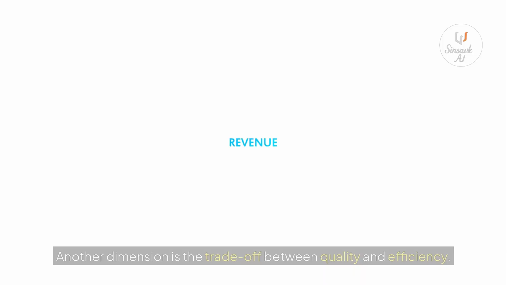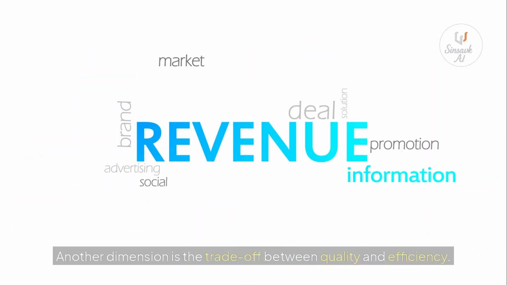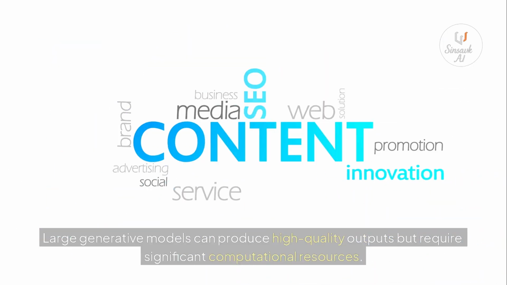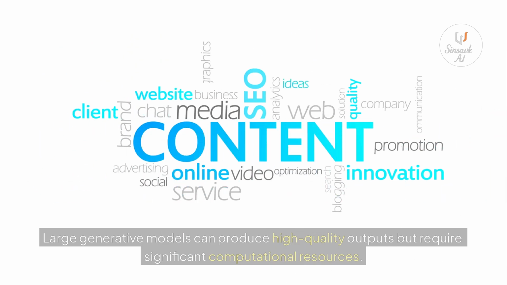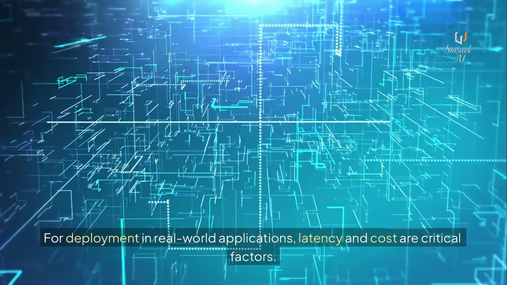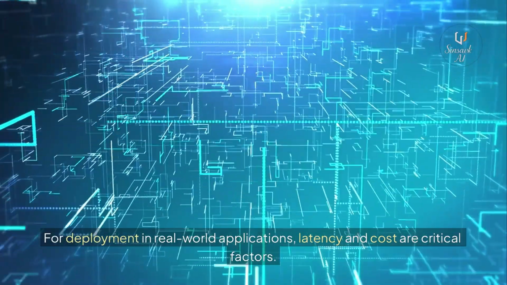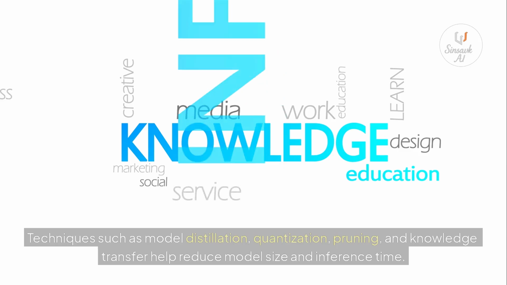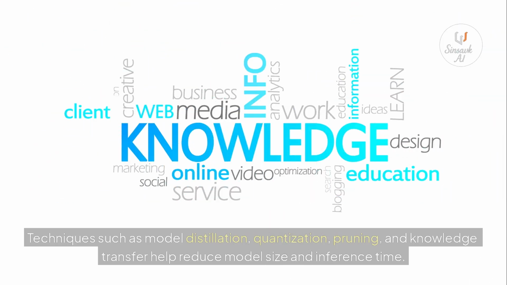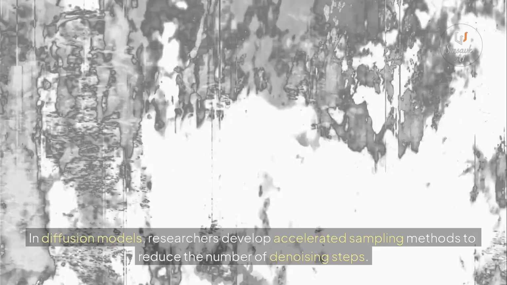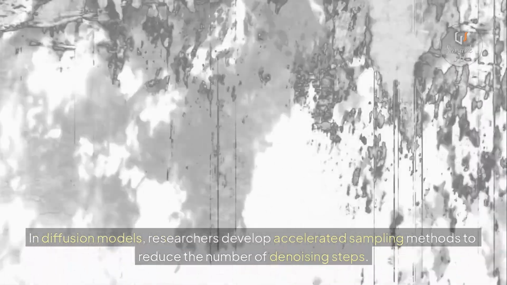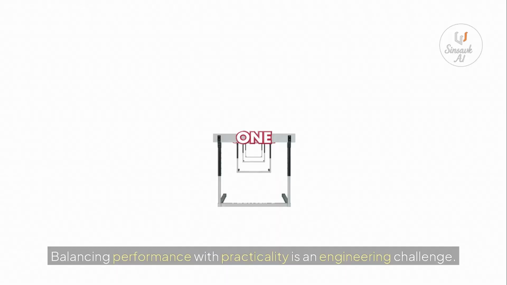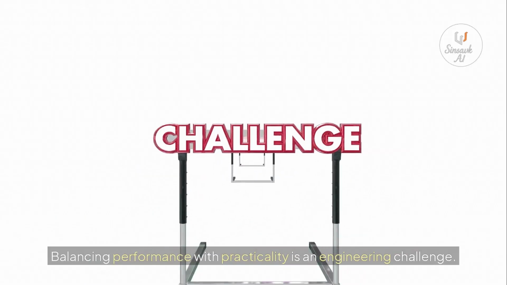Another dimension is the trade-off between quality and efficiency. Large generative models can produce high-quality outputs but require significant computational resources. For deployment in real-world applications, latency and cost are critical factors. Techniques such as model distillation, quantization, pruning, and knowledge transfer help reduce model size and inference time. In diffusion models, researchers develop accelerated sampling methods to reduce the number of denoising steps. Balancing performance with practicality is an engineering challenge.